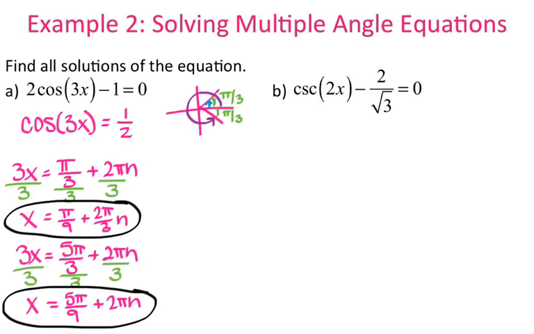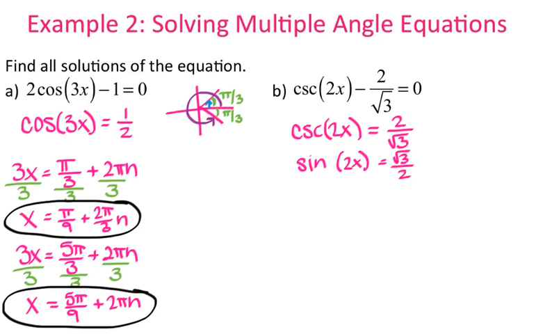Alright, let's do another one. So I have cosecant of 2x minus 2 over root 3 equals 0. I'm going to get my cosecant by itself. I'm going to add 2 over root 3 to both sides. And again, I don't like working with the reciprocals. I like to work with the original. So if cosecant is 2 over root 3, that means sine of 2x is root 3 over 2.